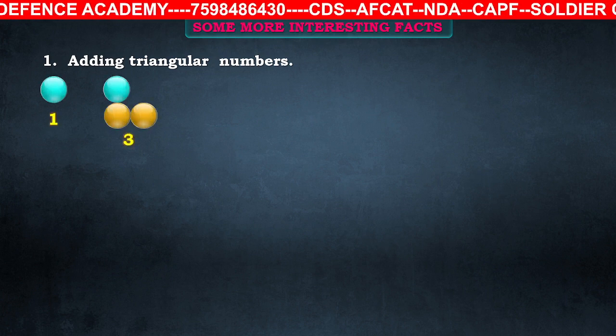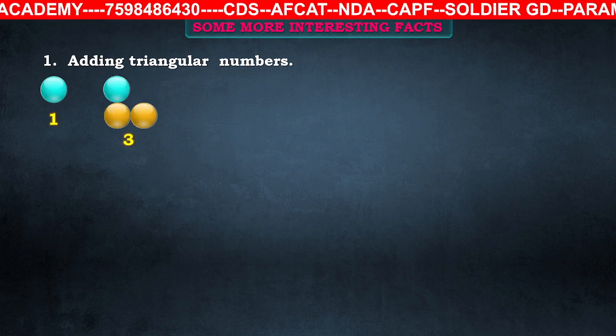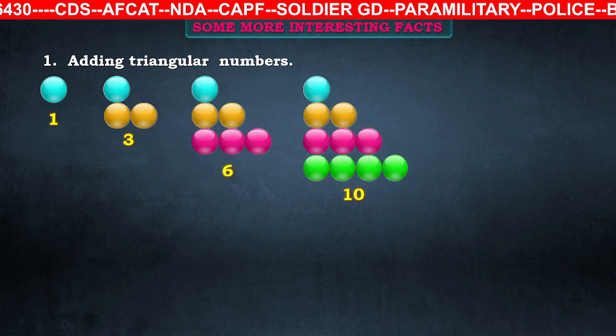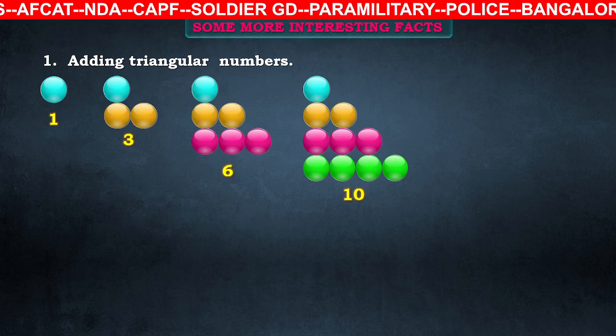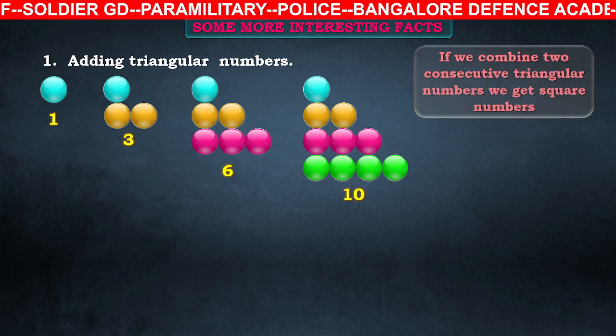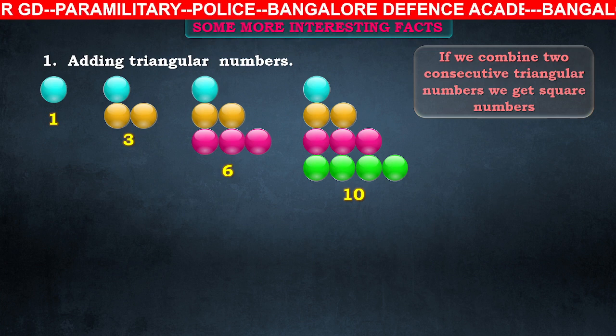For example, we have one circle here. We have three circles, or we can say three balls. Then we have 6 balls here, and then we have 10 balls here. So let us try to understand an interesting pattern, what's happening here. If I combine two consecutive triangular numbers, we get a perfect square.